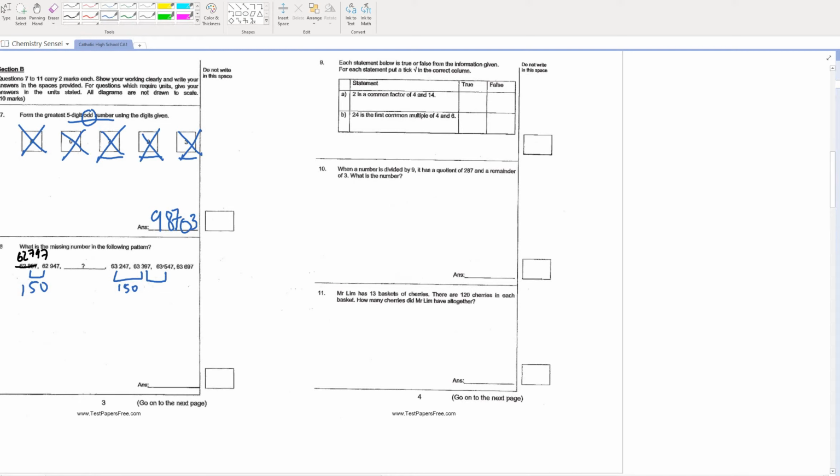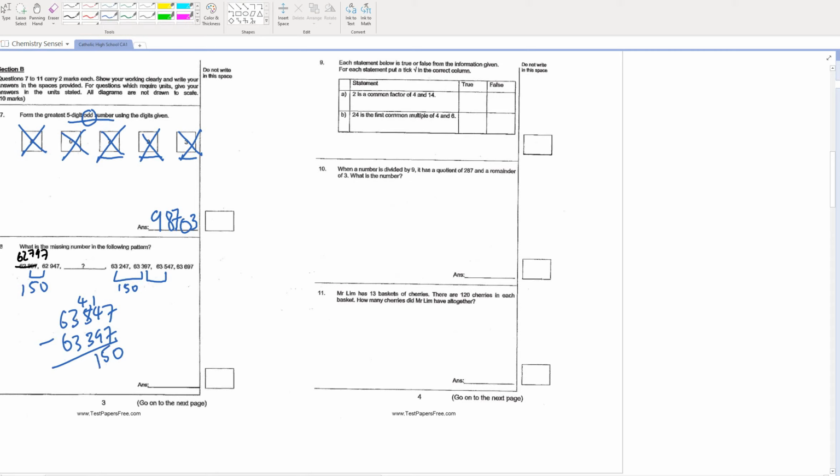Next, let us find the difference between these two numbers. So we have 63,547. We minus away 63,397. So we have 7 minus 7 is 0. 4 cannot minus 9, so we have to borrow 1. So 14 minus 9 is equals to 5.